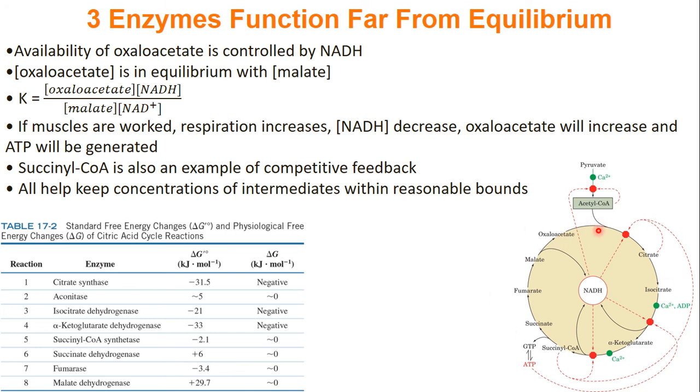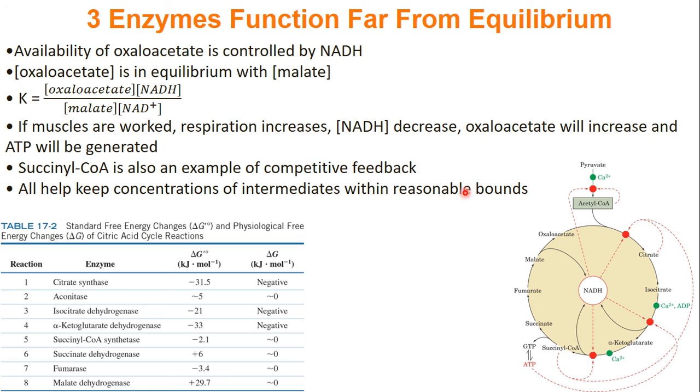We're throwing more substrate into our cycle, which means we're going to generate more ATP. So that's how oxaloacetate, and just an example of NADH, can control the flux of the citric acid cycle.